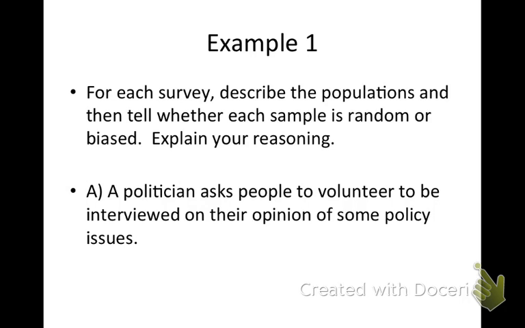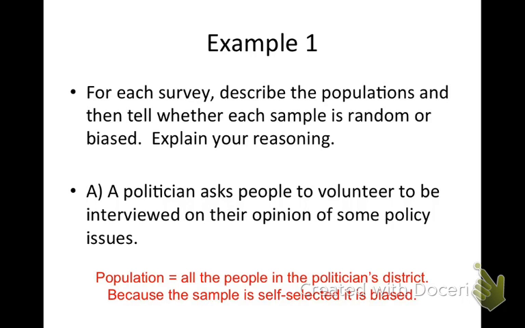If a politician asks people to volunteer to be interviewed on their opinion of some policy issues, the population would basically be all the people in the politician's district, and because the sample is self-selected, it would contain bias, because it'll be only the people who volunteer, probably the most highly opinionated people, and not necessarily representative of the whole population.